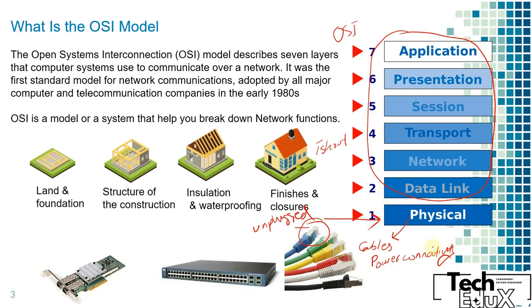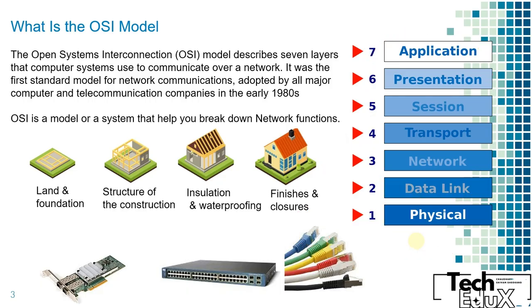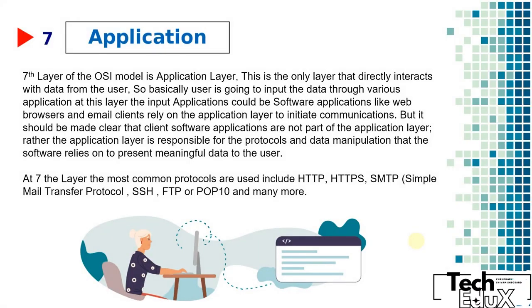Okay, so this is the whole idea of having the OSI model. You have a much better understanding and approach when it comes to troubleshooting. So I hope you get the idea. Let's head over to the next slide, which is actually going to start our seventh OSI layer, the application layer.